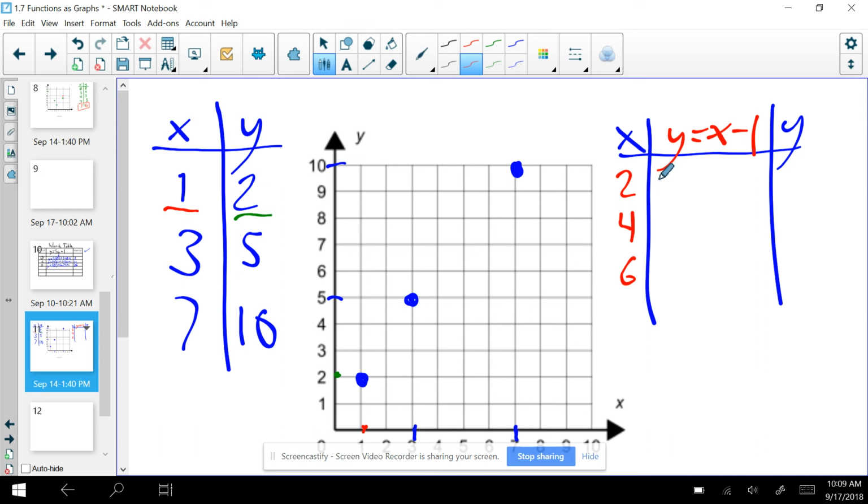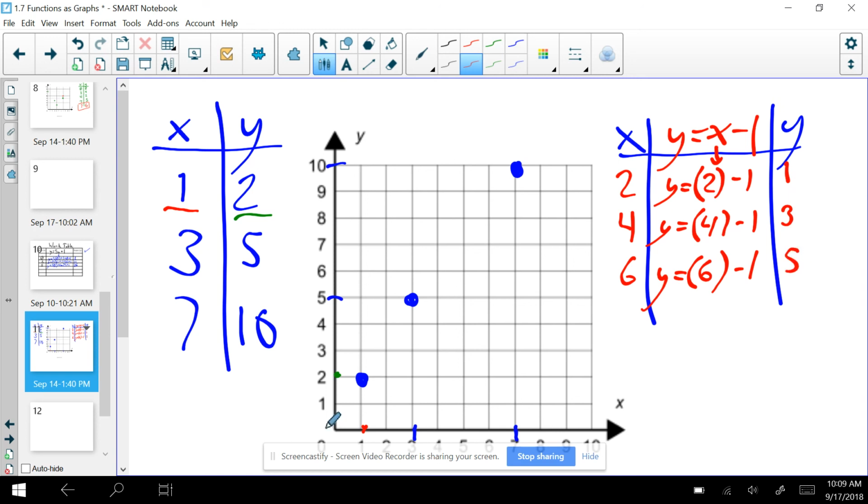For each of these ones, we could fill out the work table. So if x is 2, we plug 2 in right there for x. Dropping that down, y is equal to 2, I'm plugging in 2 for x, minus 1. Y is equal to, what do we plug in here? We have to plug in 4 minus 1. And then finally, y is equal to, we plug in 6 minus 1. So I've got 2 minus 1, 4 minus 1, and 6 minus 1. 2 minus 1 is 1. 4 minus 1 is 3. And 6 minus 1 is 5.